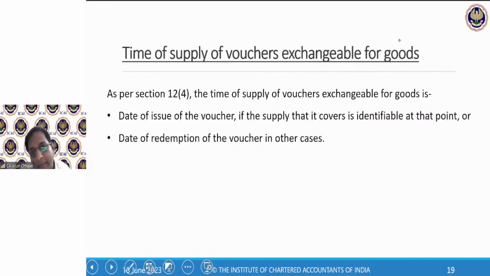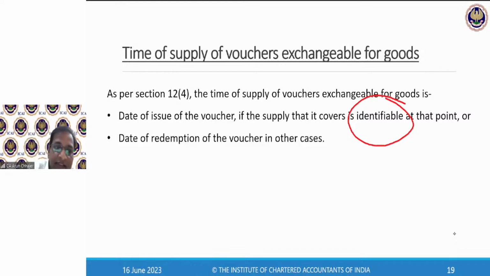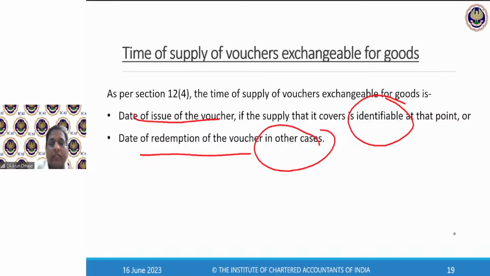Now, what is the time of supply of the voucher? It is very clear. If it is identifiable, then date of the issue of the voucher. If it is not identifiable, then date of the redemption of the voucher. Let me repeat once again.